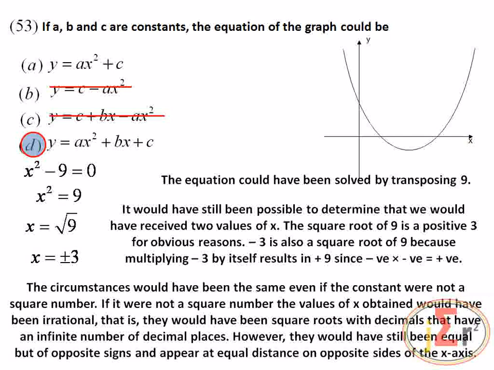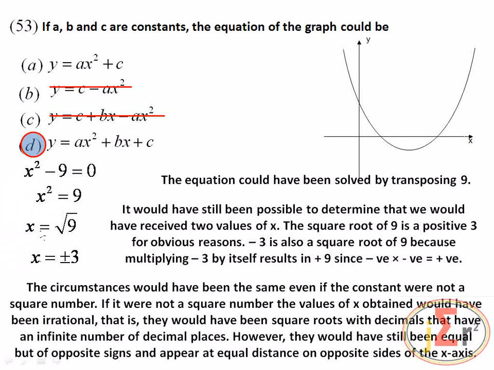The circumstances would have been the same even if the constant were not a square number, like if we have 8 and want to find the square root of 8. If it were not a square number, the values of x obtained would have been irrational. That is, they would have been square roots with decimals that have an infinite number of decimal places. However, they would still have been equal but of opposite signs and appear at equal distance on opposite sides of the x-axis. So, let's say that we have, as we said before, minus 8.